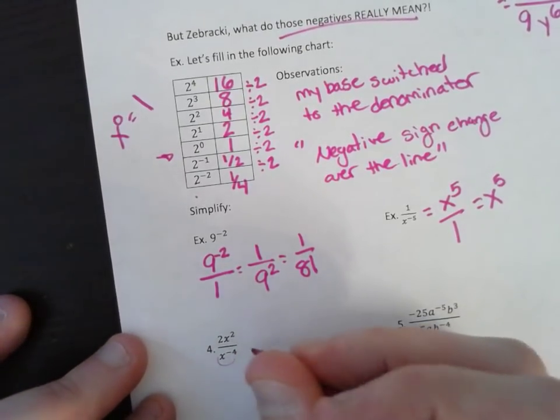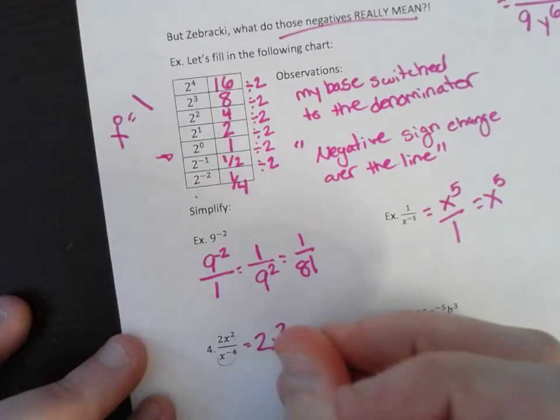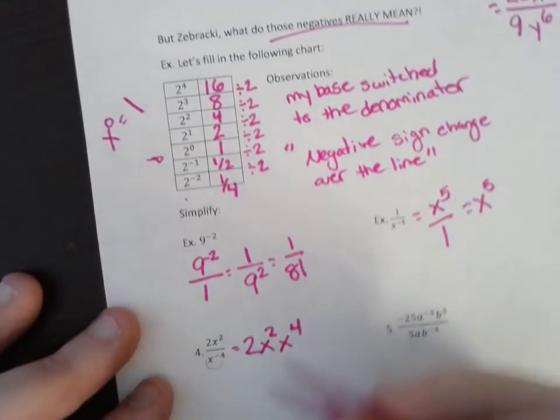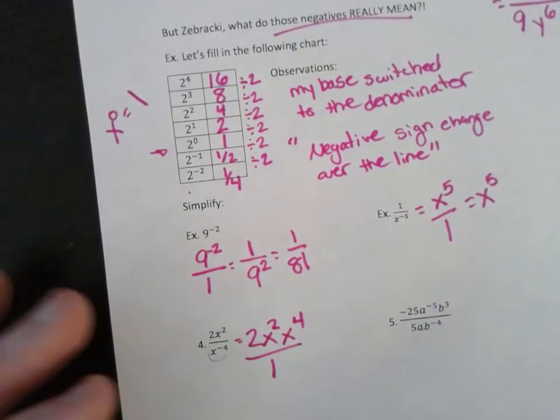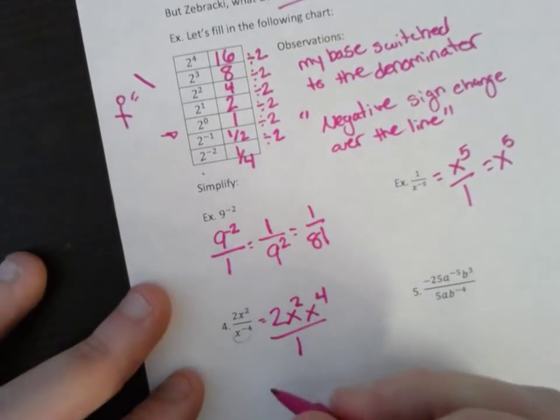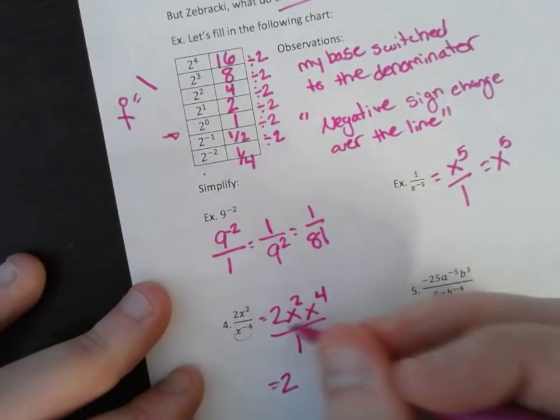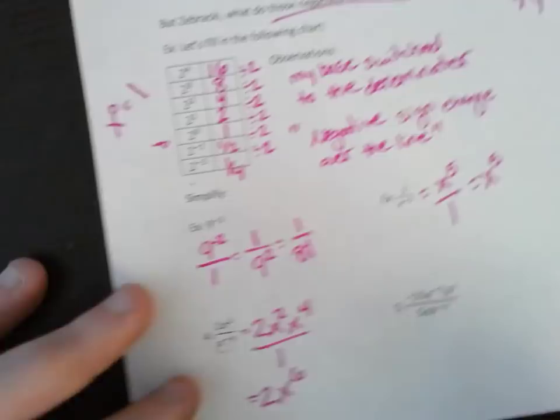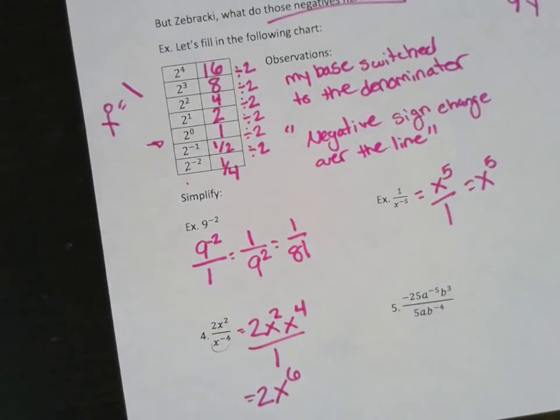I'm going to bring it up. 2x squared, x to the fourth. Mr. Z, what happens to my denominator? Again, there's a 1 under it. You don't have to write that, that's just being redundant. I have 2 factors of x here, 4 factors of x here. That gives me 6 factors of x altogether. 2x to the 6th.